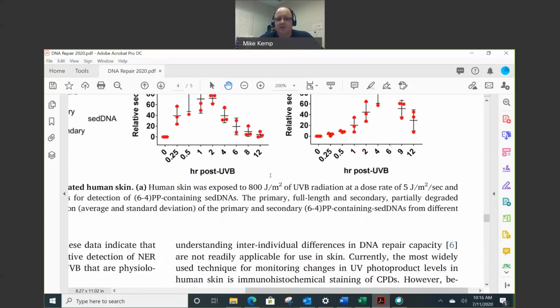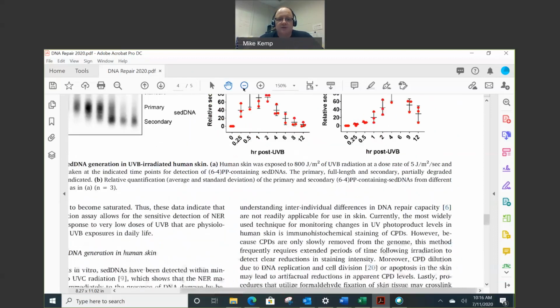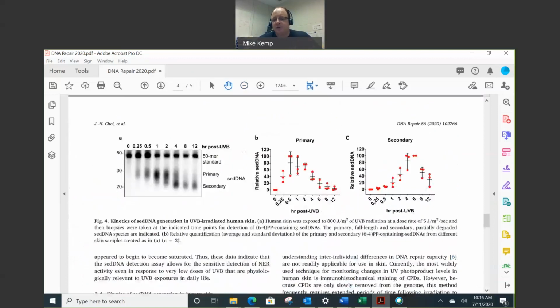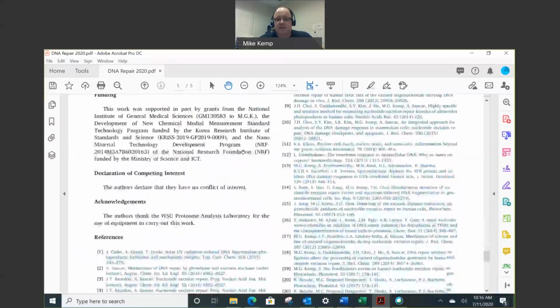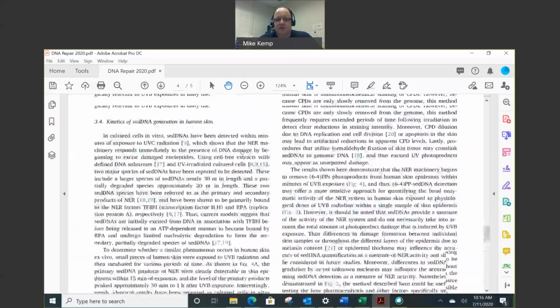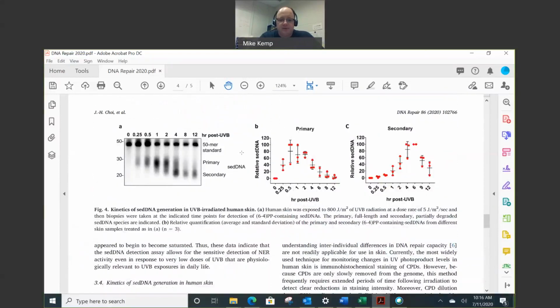But it is human skin, so that's one of the advantages of this assay: we're actually looking at these repair products in the context of a human tissue. This was the first to do that, and that's one of the strengths of this paper, to finally show that we can actually detect these oligos in the skin. And one of the ongoing projects is to potentially sequence these and look at mapping repair genome-wide.